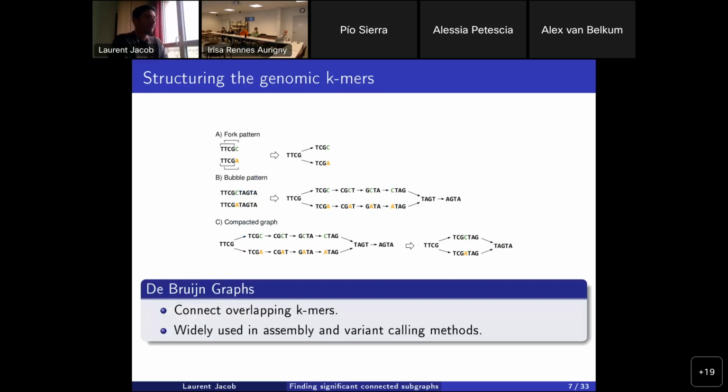So probably lots of you know the de Bruijn graph very well, but I will recall what it is. It's a graph that connects overlapping k-mers in the sense that the nodes of the graph are the k-mers, here of size 4, and you draw an edge if the suffix of one, like here TCG, is the prefix of the next one. It's an old and very widely used tool, in particular for genome assembly and variant calling methods.